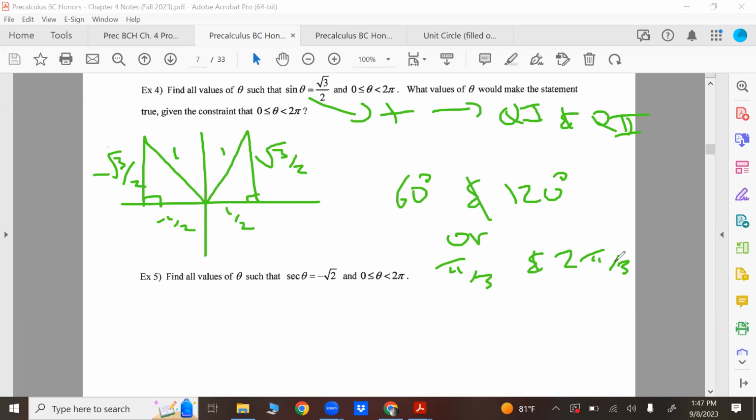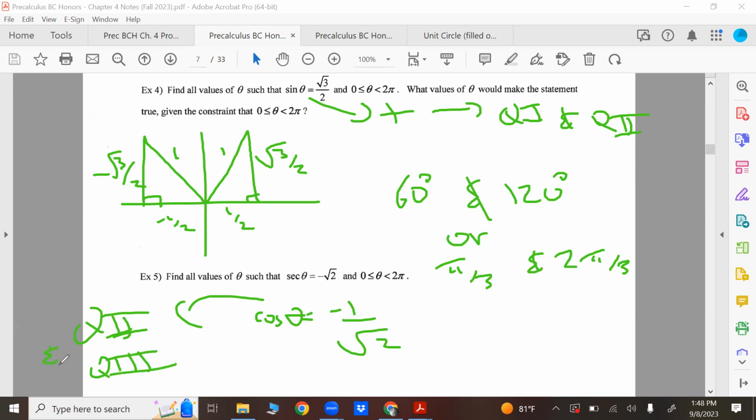What values of theta would make secant theta equal to negative root 2? Now, if it helps, think of it as cosine theta equals negative 1 over root 2. Cosine is negative. Which quadrant am I in? Q2 and Q3.